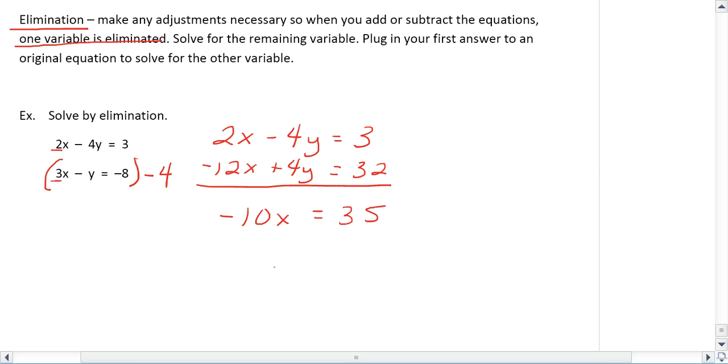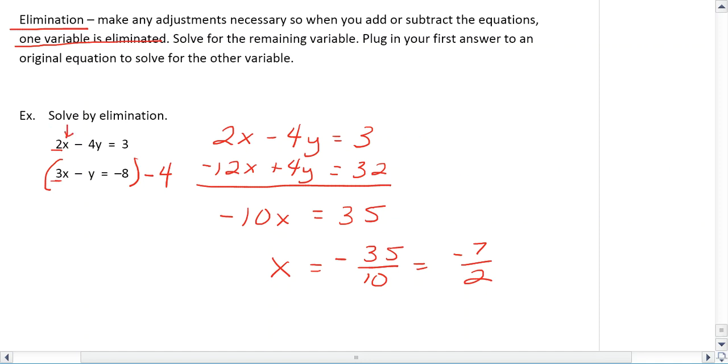And now I have one equation with one variable, which is what I wanted. So I have a negative 35 tenths, which does reduce by 5. So I have negative 7/2. Please leave it in fraction form and just work with it. We do a lot with fractions this year, and you need to be friends with fractions. So now take this negative 7/2 and then choose whichever equation you want.